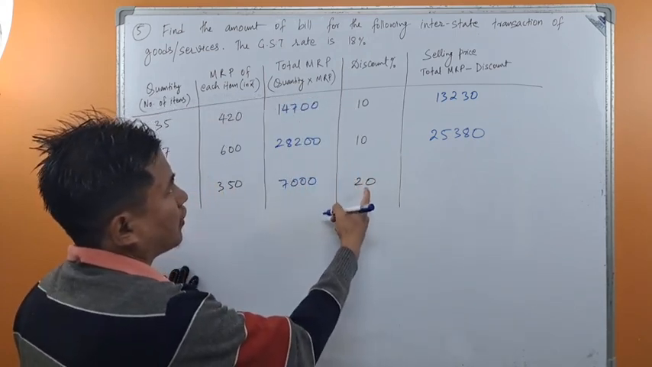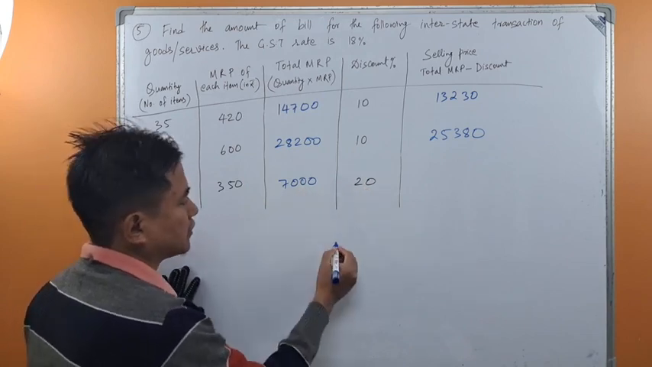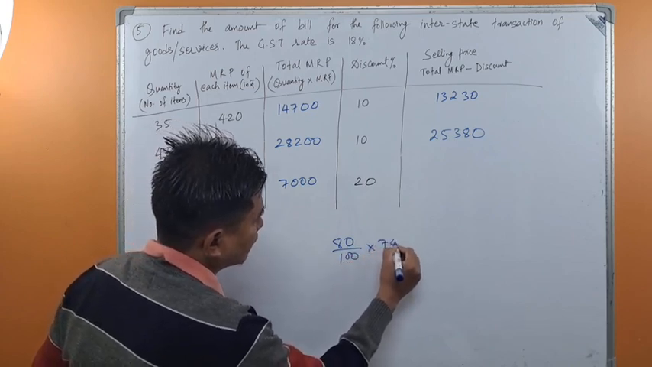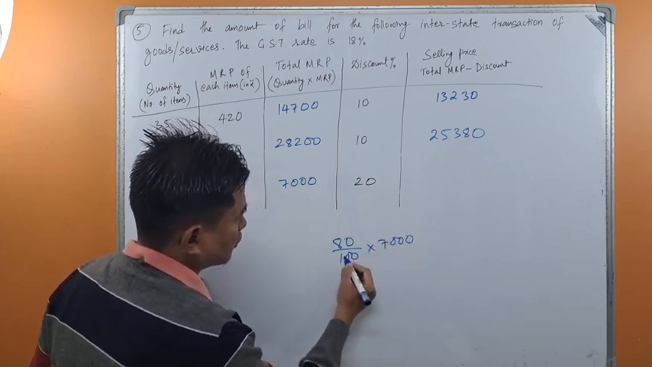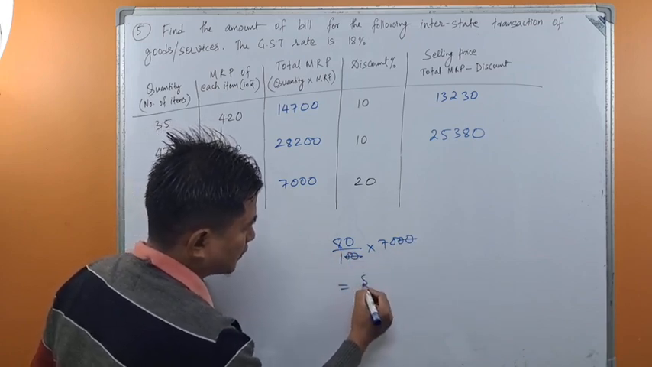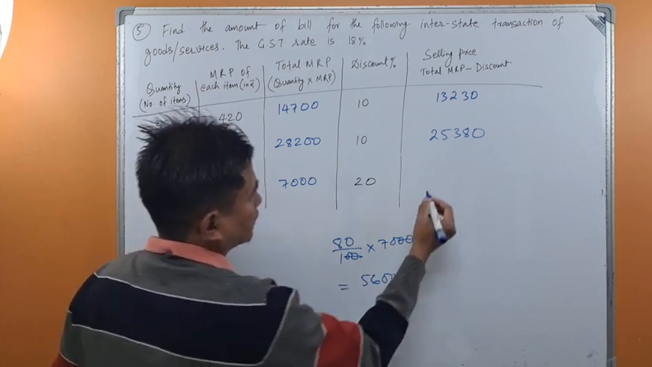Now discount is 20%, so selling price will be 80% of this, isn't it? 80% of 7,000. So these 2 zeros cancel out. 8 7s are 56. Then 2 zeros, 5600.